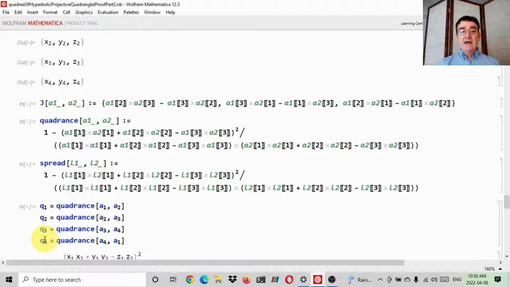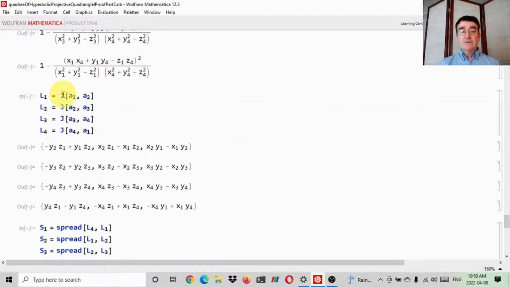Next, we'll compute the lines L1, L2, L3, L4 by calling the join function of the projective points. So L1 is the join of A1 and A2, L2 is the join of A2 and A3, L3 is the join of A3 and A4, and L4 is the join of A4 and A1. And we get these 4 lines. This is L1, L2, L3, and L4.